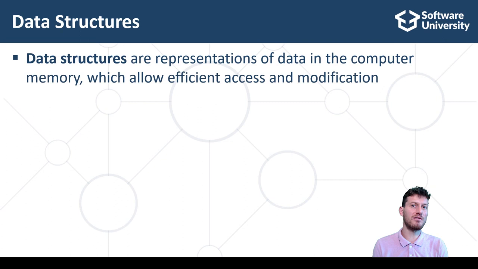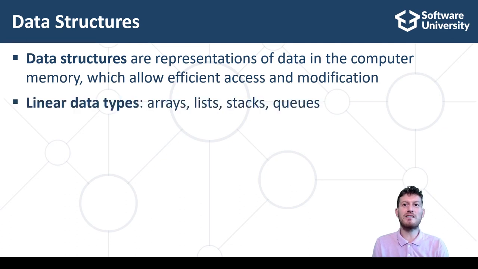This is a pretty big topic. Hundreds of books are written about data structures. Data structures can be linear structures such as arrays and lists, tree-like structures such as balanced trees, graph-like structures such as graphs, hash-based structures such as hash tables, and others. Linear data types are the most commonly used data structures in programming.